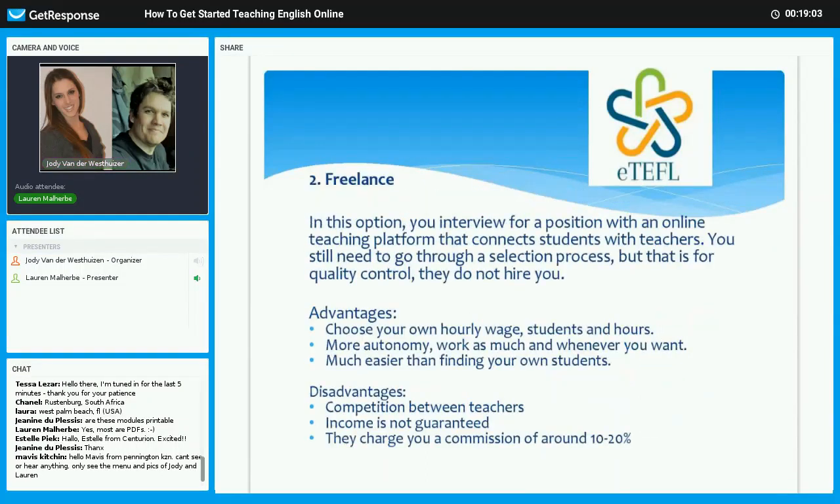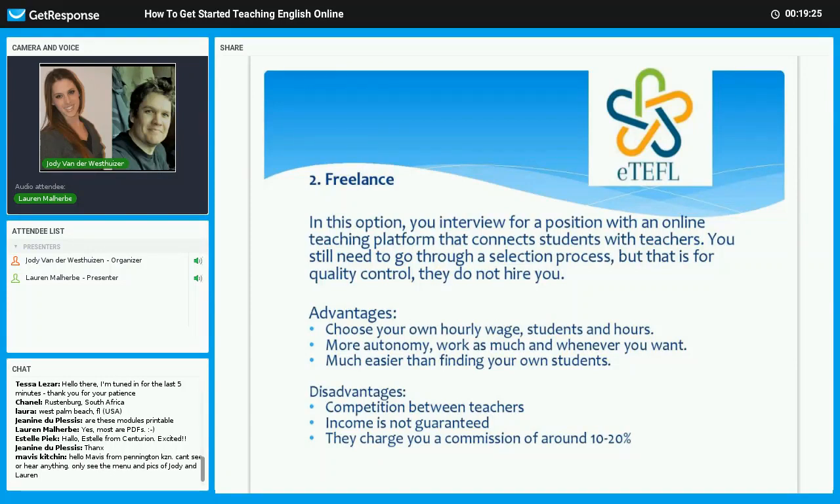Okay. Number 2, if you want to work freelance. In this option, you interview for a position with an online teaching platform that connects students with teachers. You'll need to go through a selection process, but that is for quality control. They don't hire you directly. So the advantages here are you choose your own hourly wage, you choose your own students, and you choose your own hours. All right? You've got far more autonomy.